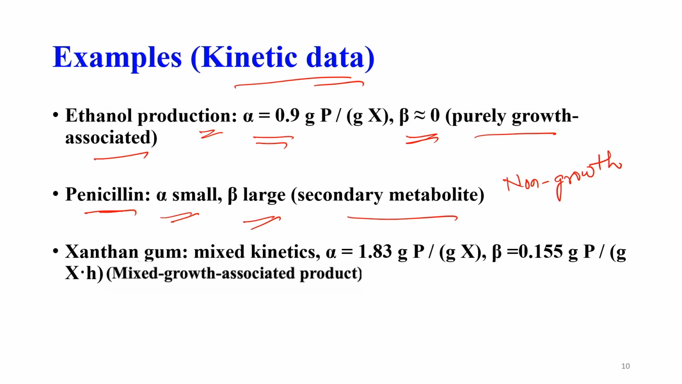Next, xanthan gum shows mixed kinetics, where the value of alpha is 1.83 and beta is 0.155. You can see both values are present here. So this is mixed kinetics, where both the growth associated term, 1.83 for alpha, and the non growth associated term, 0.155 for beta, are present.